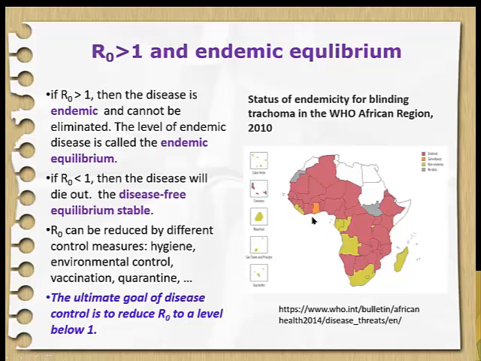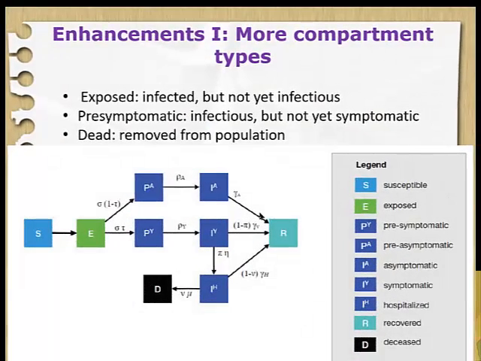So you can see that in Sudan, it looks like the reproduction number for trachoma is less than 1. So this disease is not endemic, but in other countries like Nigeria, the disease is still endemic. The reproduction number is above 1. So in the next presentation, I will talk about enhancements to the SIR model.